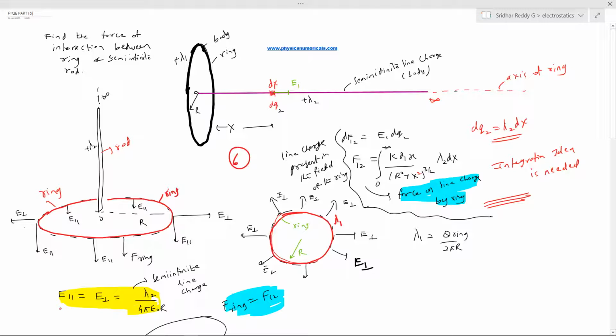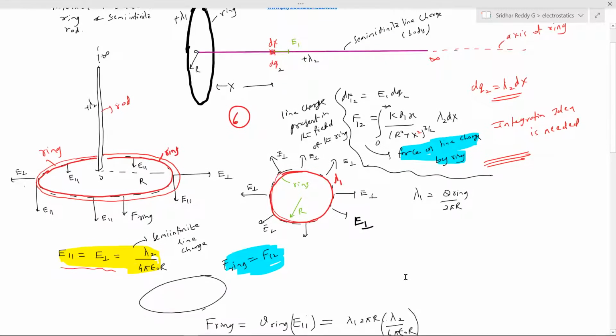And we know the magnitude of E parallel, E perpendicular due to semi-infinite line charge, lambda 2 by 4 pi epsilon naught r. So what I do is, in a very simplified way, what about the perpendicular component? Due to the perpendicular component, the net force should be 0. Only due to the parallel component, the ring is going to experience a force. There's a ring, in fact. Getting this one. Okay, now how to calculate that? Due to E perpendicular, the net force on the ring will be 0.